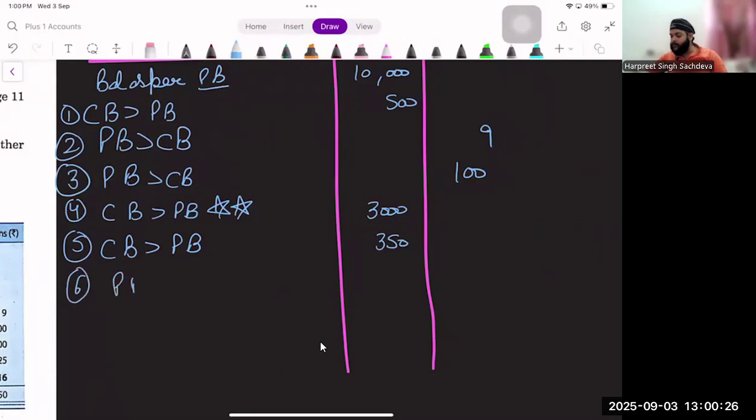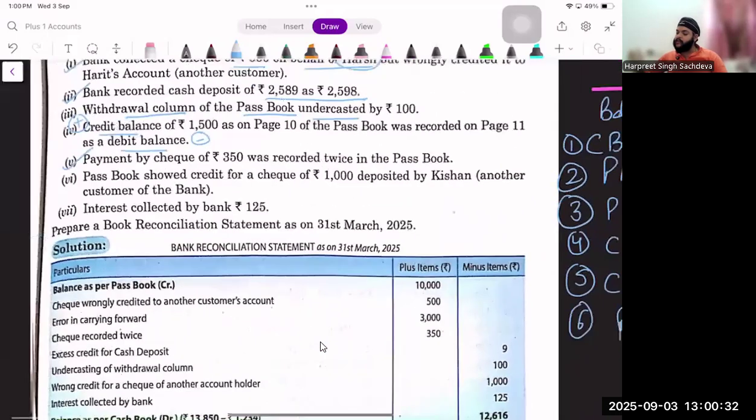So passbook is greater than cash book and we will reduce it by 1000. Yes or no? The check was not deposited by me. The check was deposited by some other customer of the bank for him. Okay, Raja? Then next.